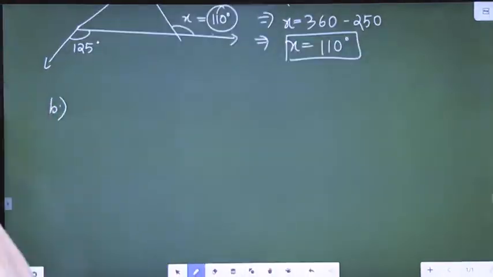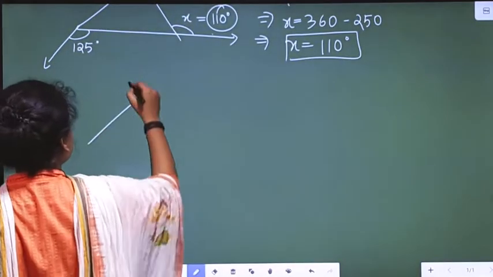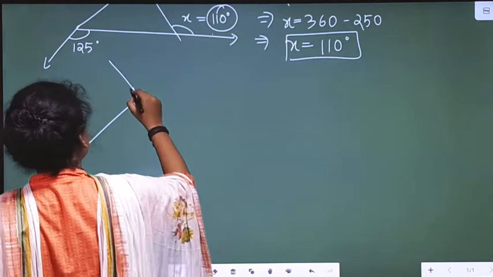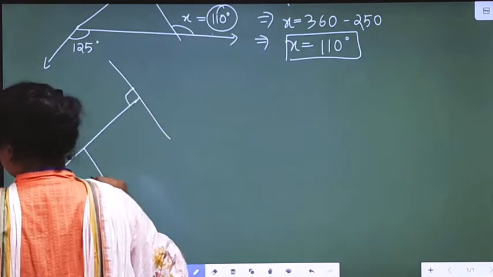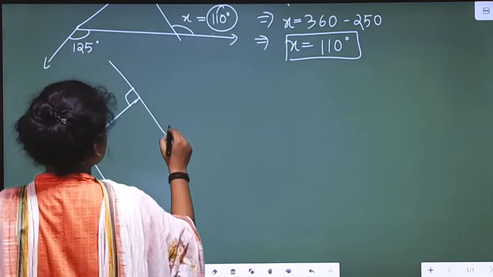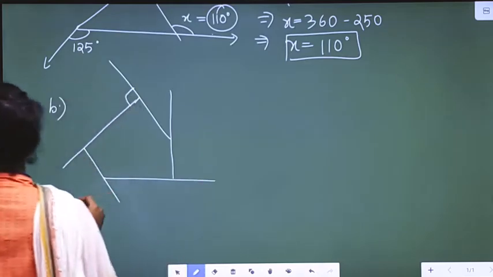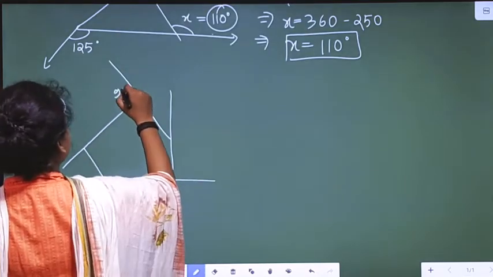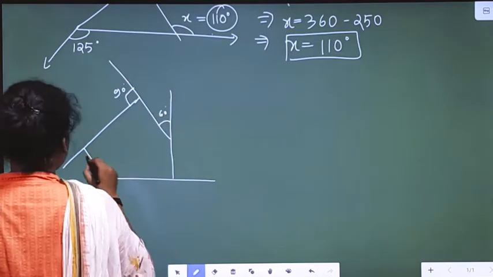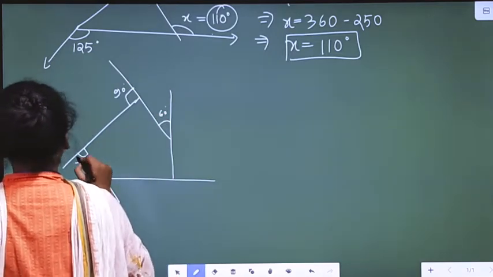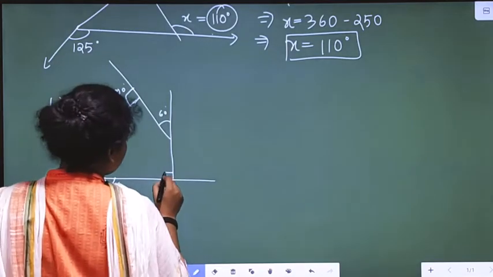In the next part, B part, the figure given to us is this. This is 90 degrees here. This is 60 degrees here. Again, this is 70 degrees. This is x. And this is also 90 degrees.